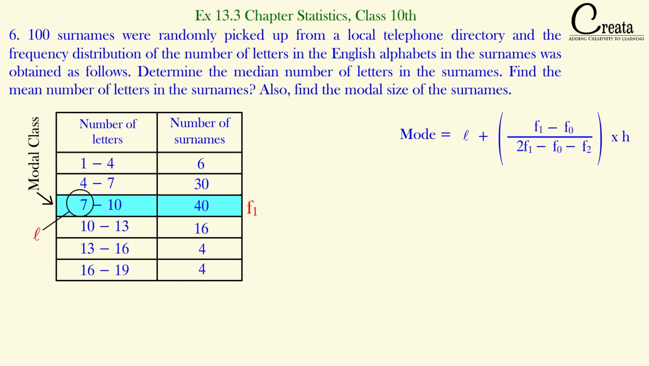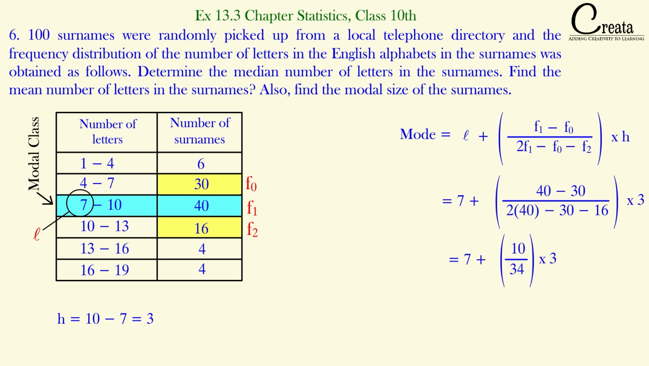And h is the class size, which is the upper limit minus the lower limit, 10 minus 7, which is 3. Further, what is f0 and f2? f0 is the frequency before the modal class frequency, and f2 is the frequency after the modal class frequency. We got f0 as 30 and f2 as 16. We got all the values of the formula. Let's put all the values into the formula. On solving, we got the mode as 7.88. The modal number of letters is 7.88. That is the second part of the question.